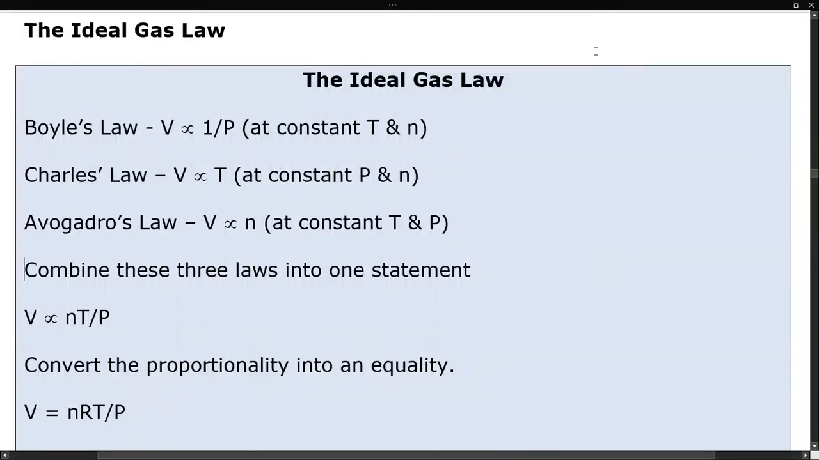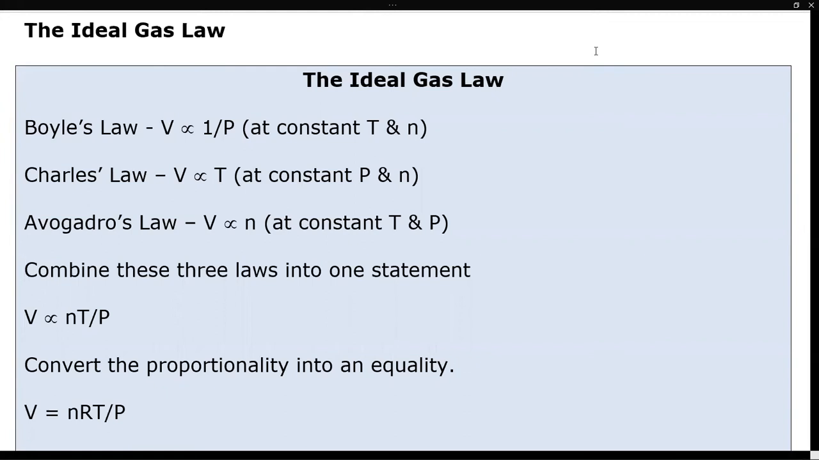We've talked about changing conditions on the same gas, but what about one gas under one set of conditions? How do I do that? That's where the ideal gas law comes in. If we take some of our proportional laws, we can come up with a formula for one set of conditions. Boyle's law: the volume is proportional to 1 over the pressure at constant temperature and amount of gas, where n represents the number of moles of gas.